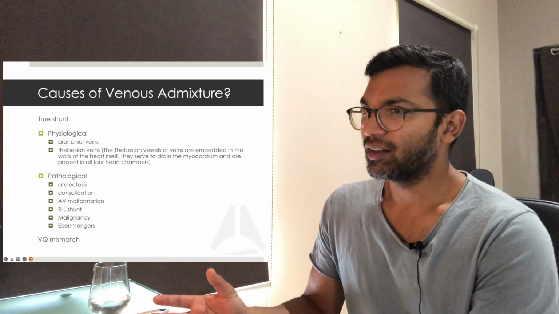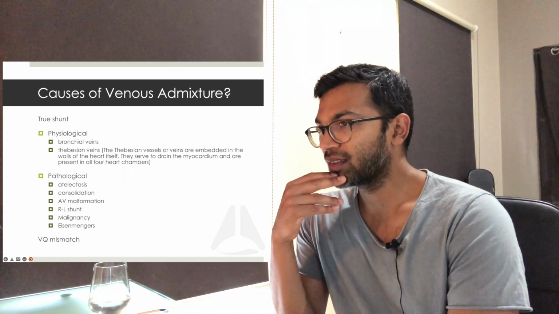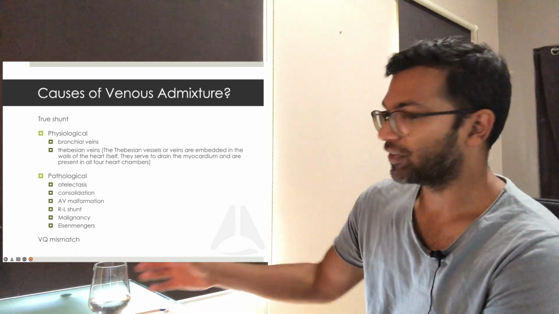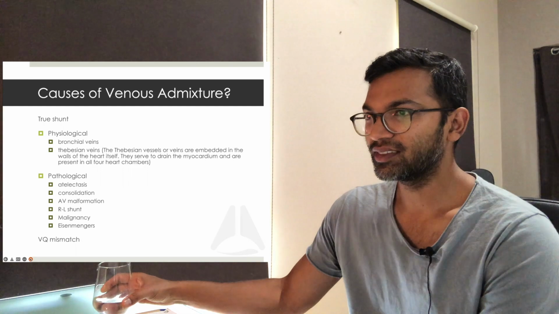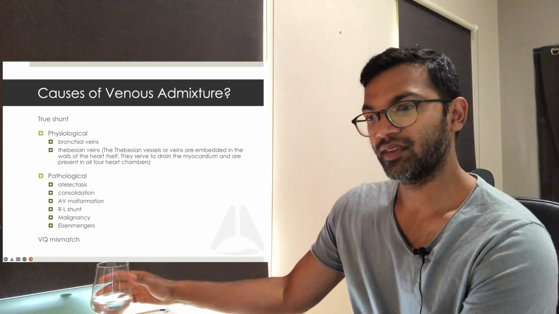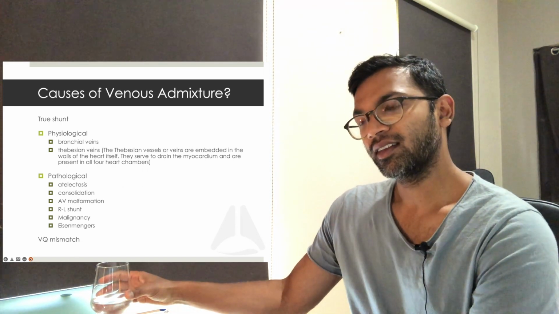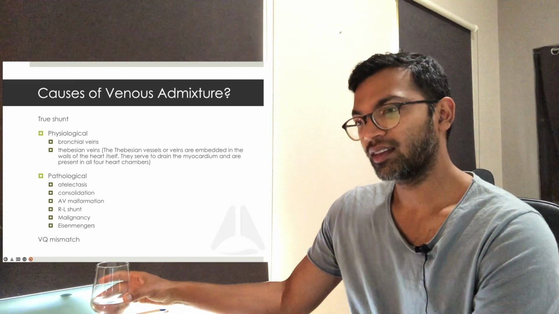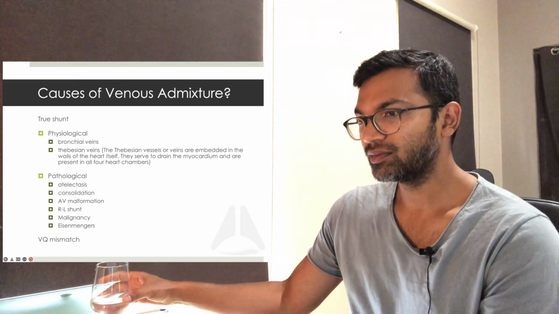Do you have a definition of venous admixture? So it's basically all the things that cause a VQ ratio less than 1. So it includes shunt, but then also all the low VQ lung units.